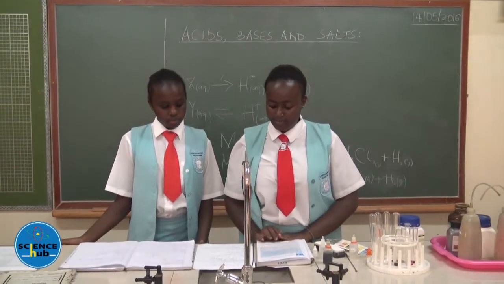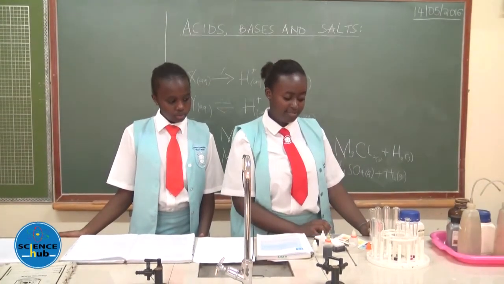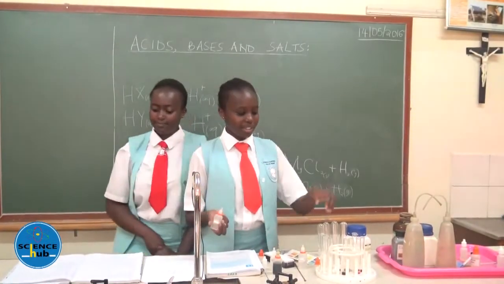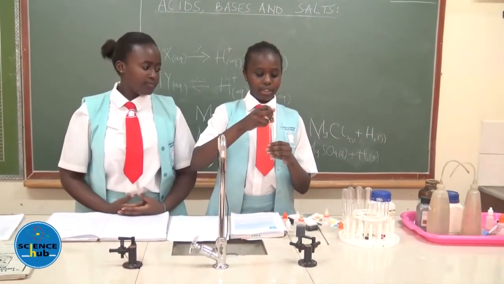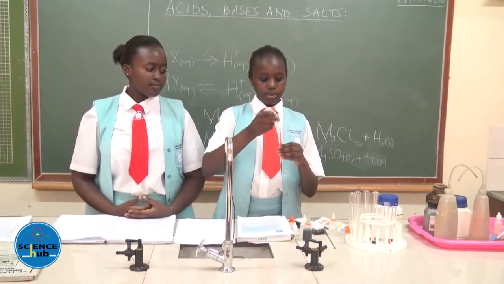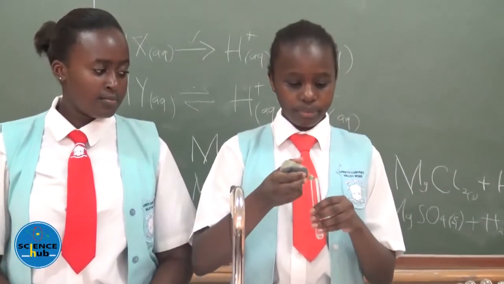The next base we are going to look at is sodium hydroxide. You're going to follow the same procedure. You put a small amount of sodium hydroxide in a clean dry test tube. Then you put about 2 to 3 drops of universal indicator.